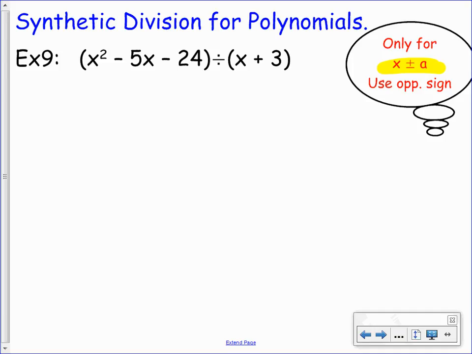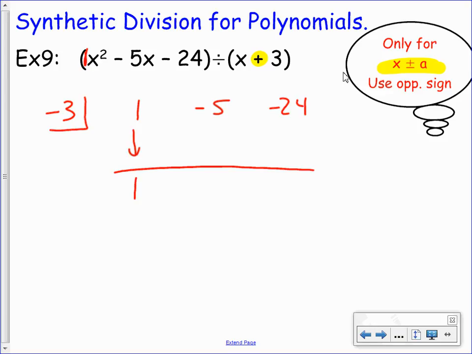What it means to use the opposite sign is use the opposite sign of plus 3, which would be minus 3. So here's how you set it up. Take that minus 3 and put it in a little box in the corner. Then you take the coefficients of what you're dividing. So this first one is a 1, negative 5, and negative 24. You don't have to work out the x's. First, you just drop the 1.